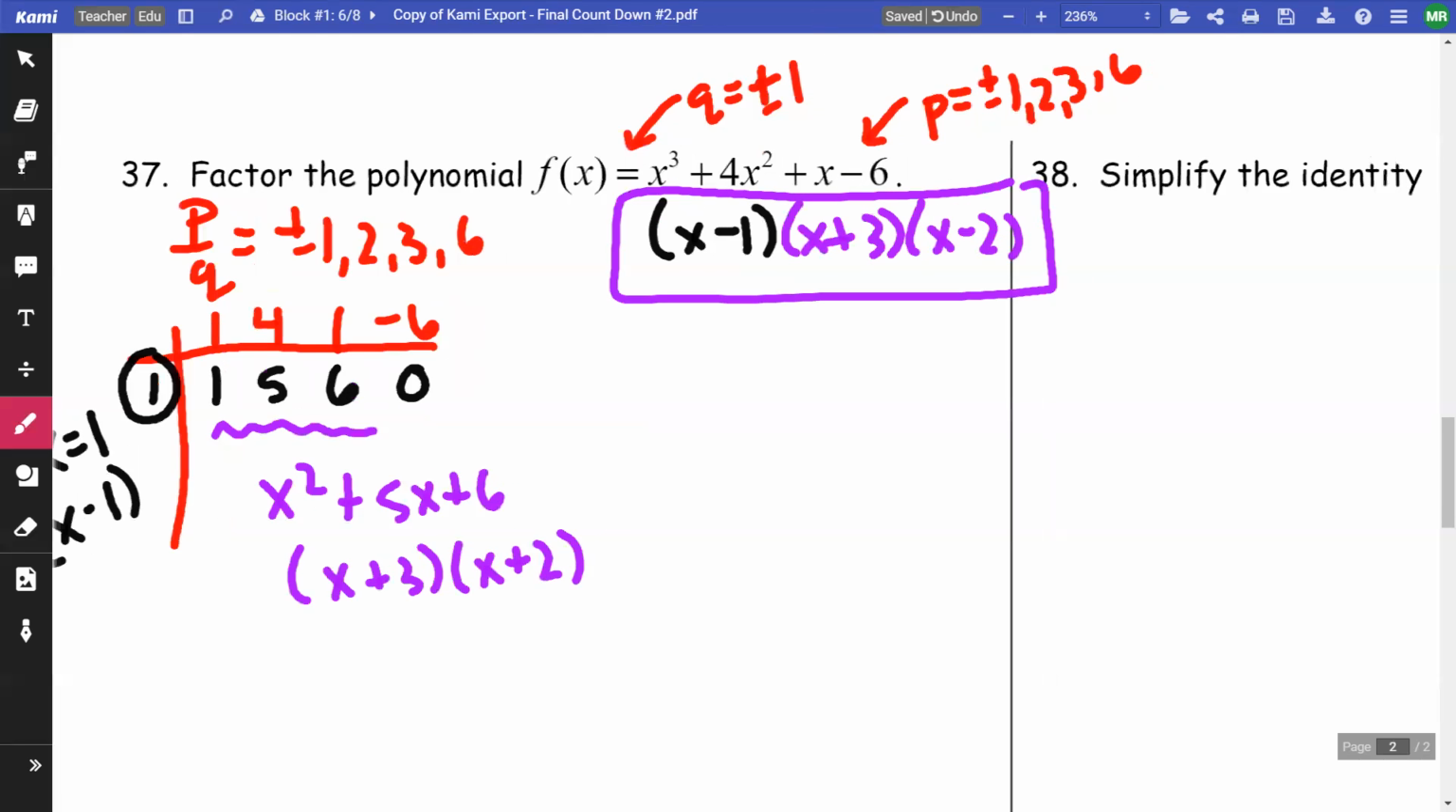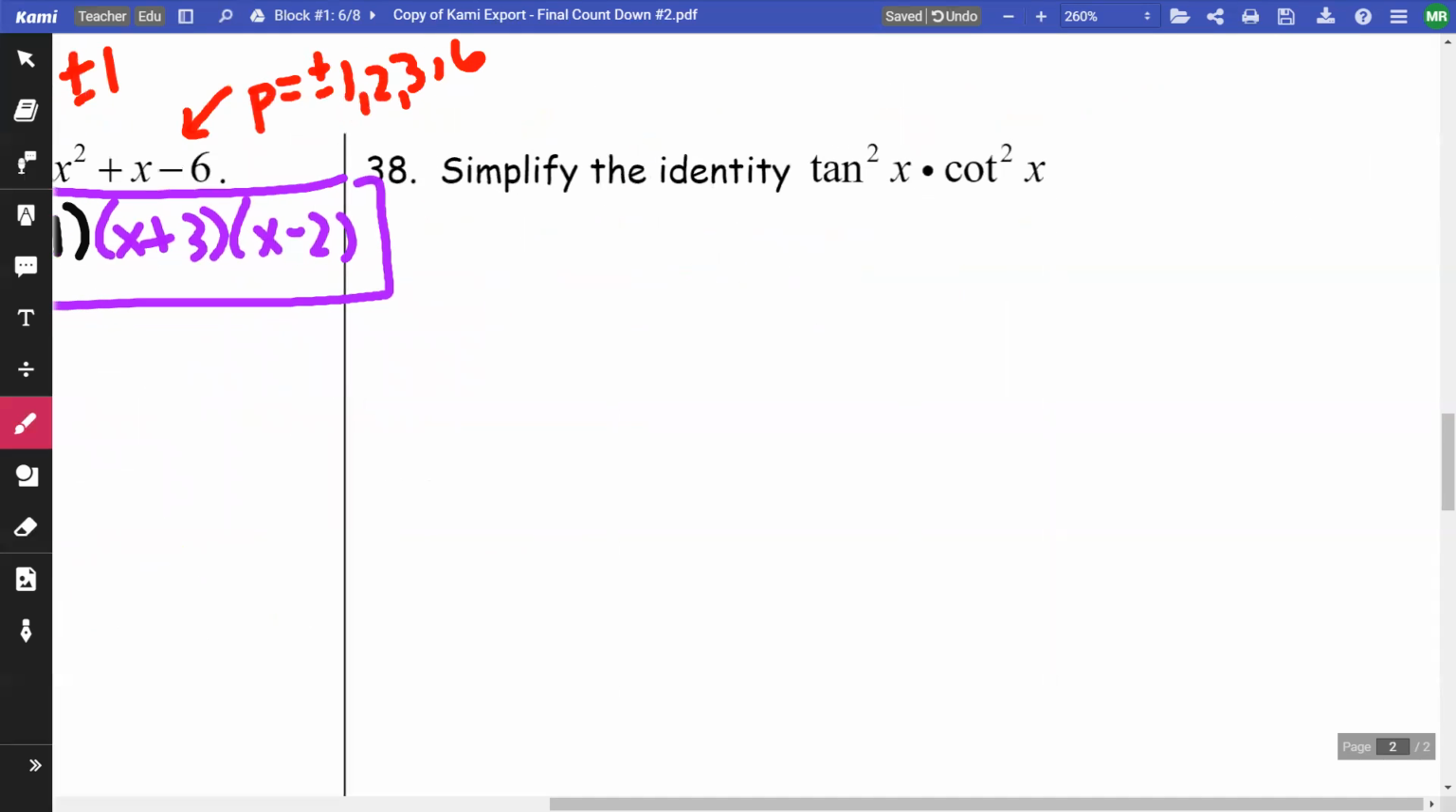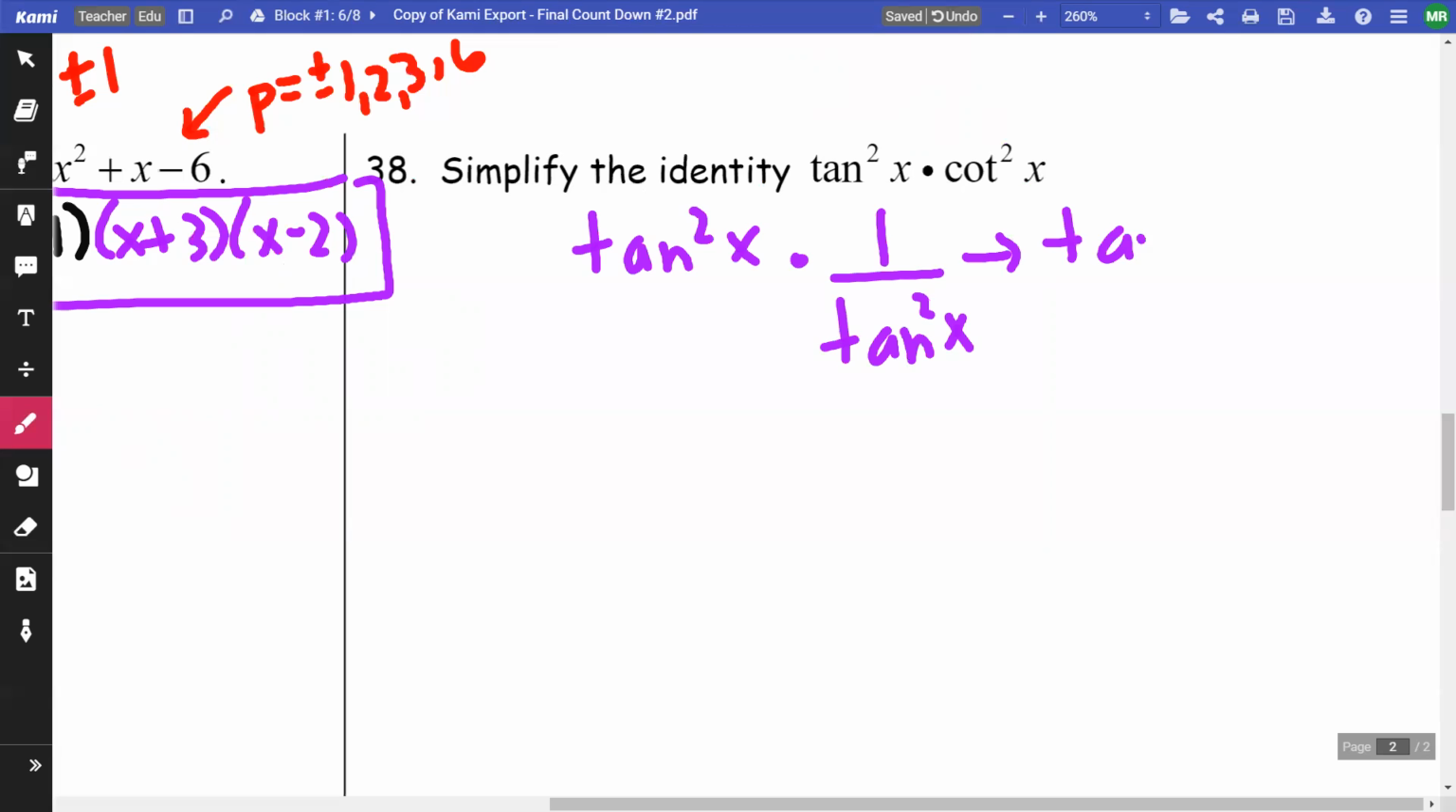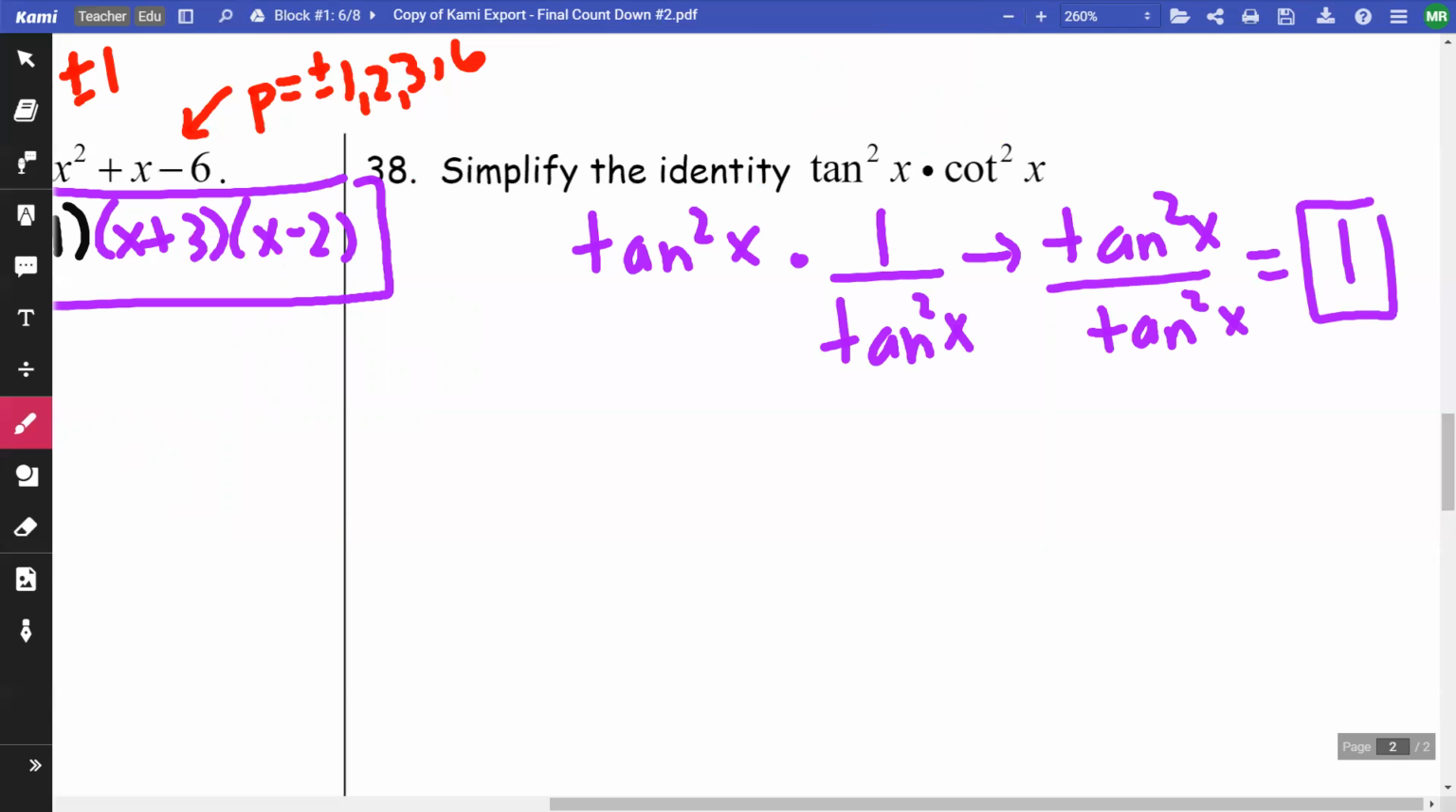Okay, on 38, we're trying to simplify this now. Tangent squared x, I'm going to leave. Cotangent squared x is the reciprocal of tangent squared x. So I end up with tangent squared x over tangent squared x, which is 1. That's my answer. When I multiply something with its reciprocal, they make a 1.